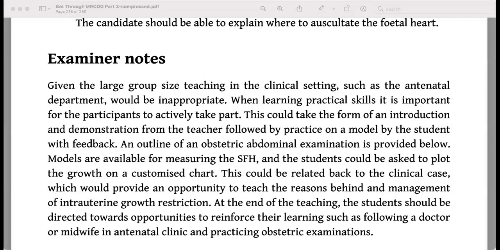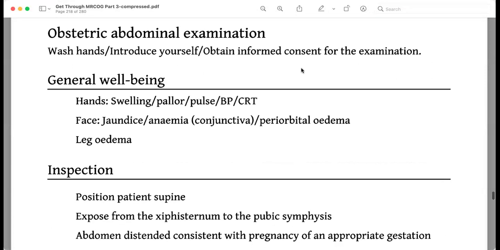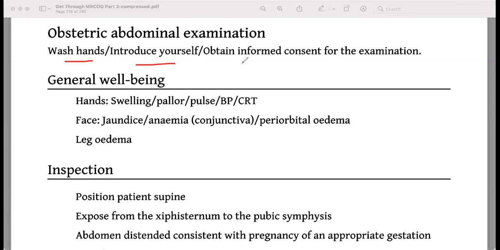Okay, so the obstetric abdominal examination component, my friends. Please remember the point because it will be part of the safety: wash hands, introduce yourself, obtain informed consent for the examination. This is for any examination you teach to any candidate. Even if you have one student and you have a model in the exam and you ask it to do teaching or to perform a teaching for any particular skill, remember washing hands, introducing yourself, and obtaining informed consent. General well-being, because we start any examination by general examination, okay?